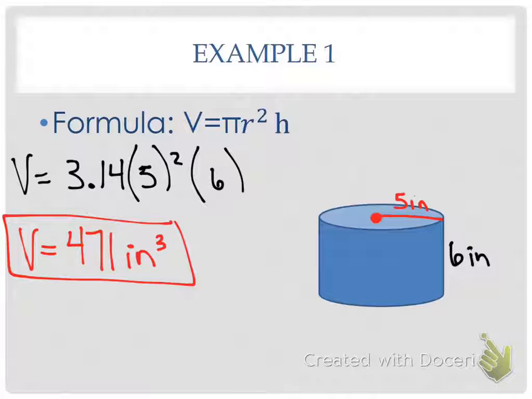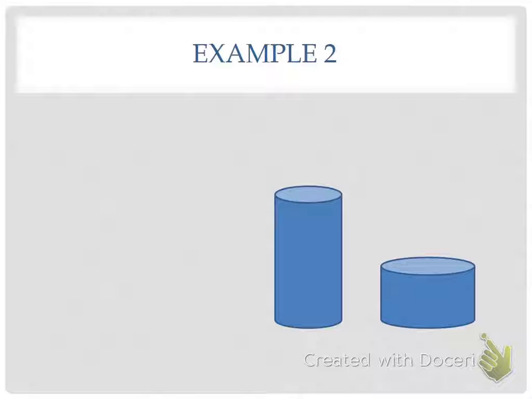Now in example 2, we're comparing. They give us 2 candles, and we need to find the volume of each one so we can compare which candle actually takes more wax to make. Which candle takes more wax to make? So go ahead and start working on these substitutions. Plug in the values into your formulas.